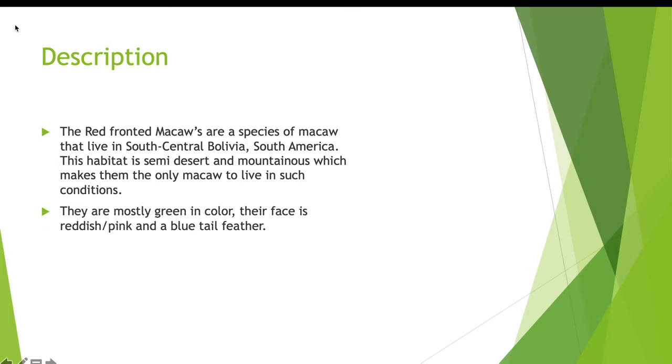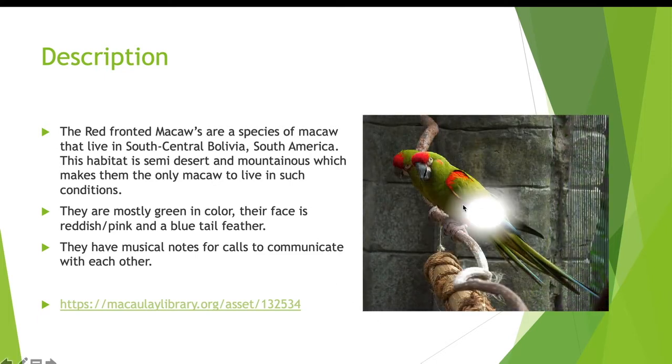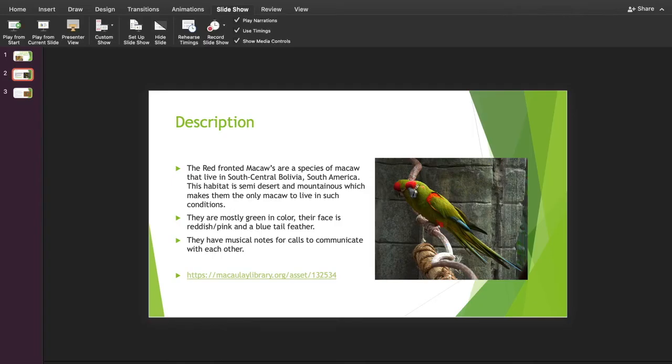So, they're mostly green in color, and their face is reddish-pink, and they even have a blue tail feather. They even have musical notes for calls to communicate with each other, and this is usually for food and for communication between each other again. So this is how it looks, and I would like to try something interesting by actually playing this out loud. So let me.